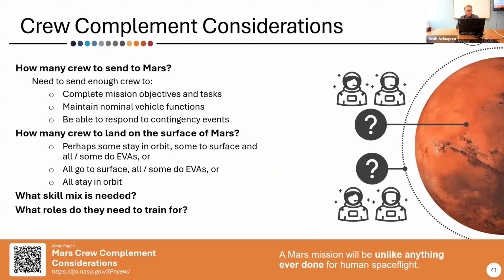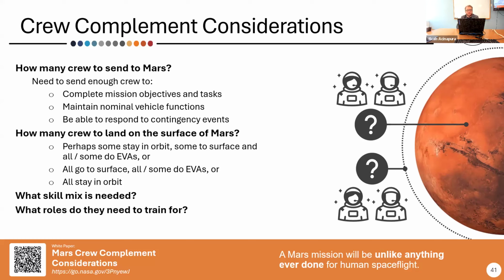Additionally, we don't know how many people we're going to send. There's a lot of crew complement considerations. We need to send enough crew to complete the mission goals and maintain vehicle functions and respond to emergencies and contingency events. But at the same time, the more people you send, the more of a stressor it is on your resources and your life support systems and your fuel and everything else. And so there's a real balancing act. And then there's the question of how many to send to Mars, and of those that you send to Mars, how many actually also go to the surface? Maybe some stay in orbit, some go to the surface. And of those that go to the surface, maybe some do EVAs, or maybe everyone does an EVA. No one knows the answer to this yet. Everyone's figuring this out right now.